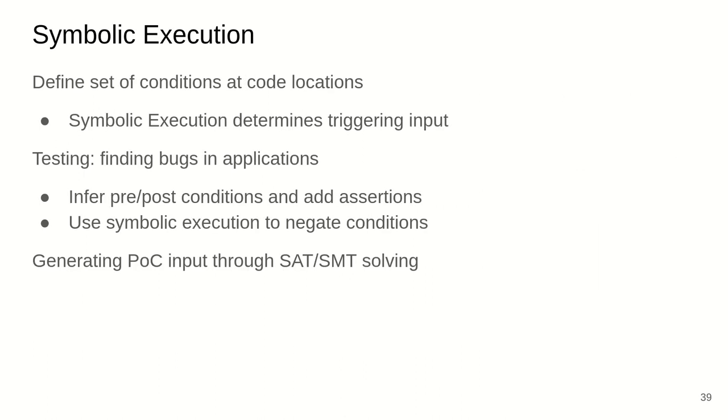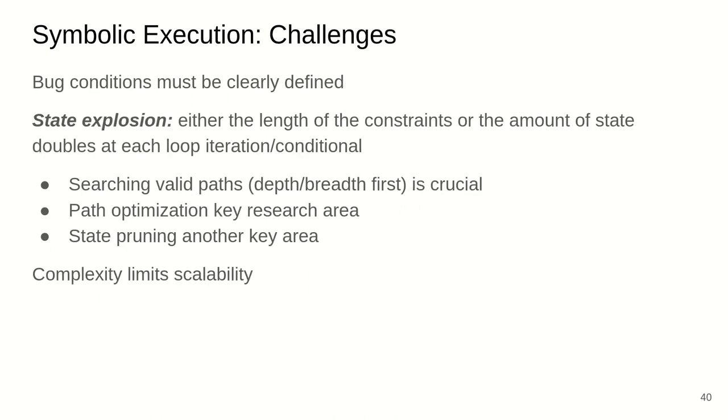Symbolic execution defines a set of conditions at a code location. Then the symbolic execution determines a triggering input, and this is one of the key benefits of symbolic execution. It actually gives you a concrete input that will violate the target program if given sufficient time, right? So it is a testing technique that finds bugs in applications and generates a proof of concept input through SAT or SMT solving. Now, in symbolic execution, bug conditions must be clearly defined.